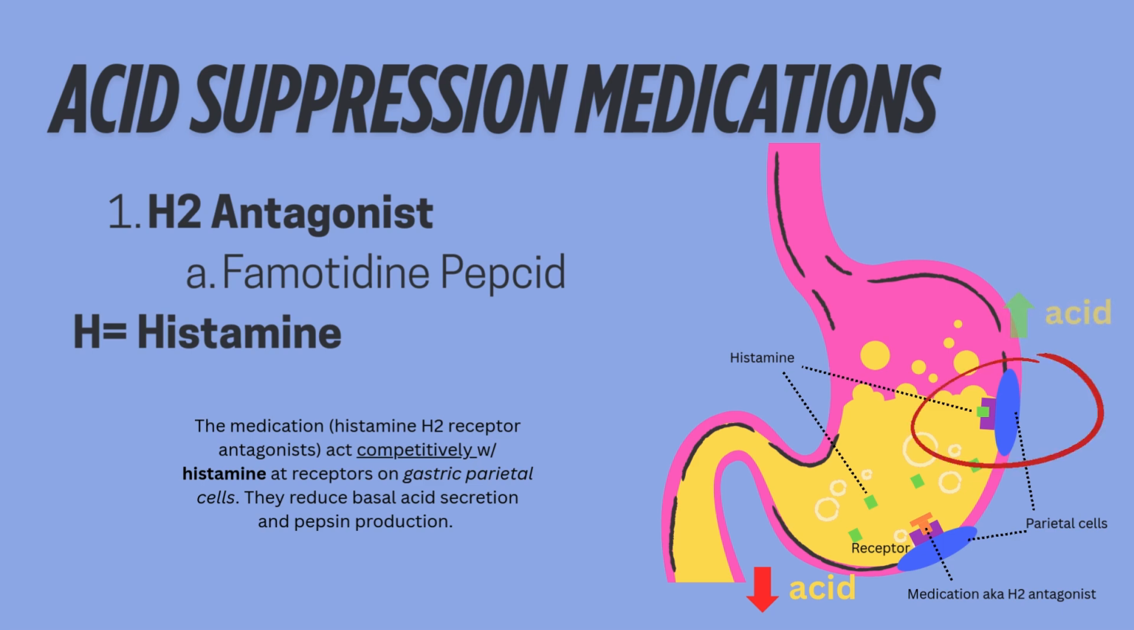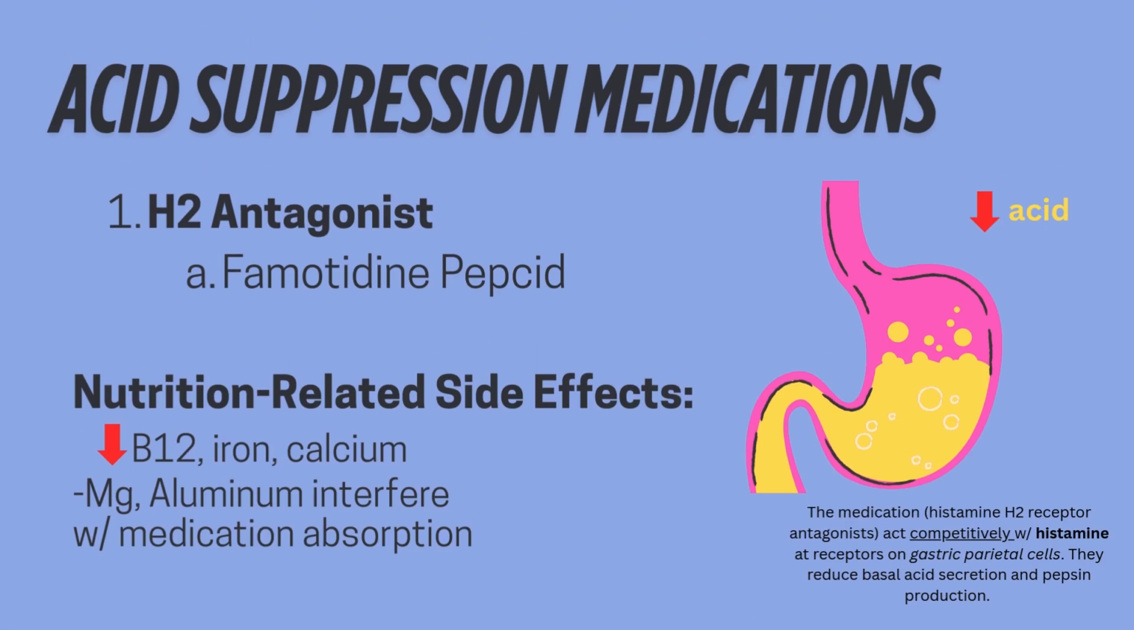So now that we understand the medication's mechanism, now we can think better about the nutrition-related side effects, which is the important part and what you need to know for the exam. So the nutrition-related side effects: decreases B12, iron, and calcium absorption. So let's really think about those. The second one, magnesium and aluminum interfere with the medication absorption. This is what we need to know as dietitians.